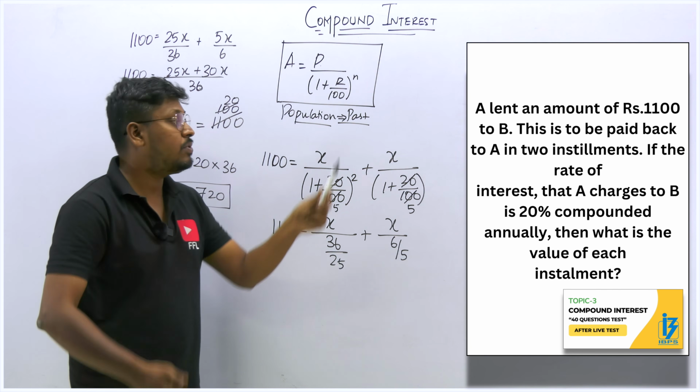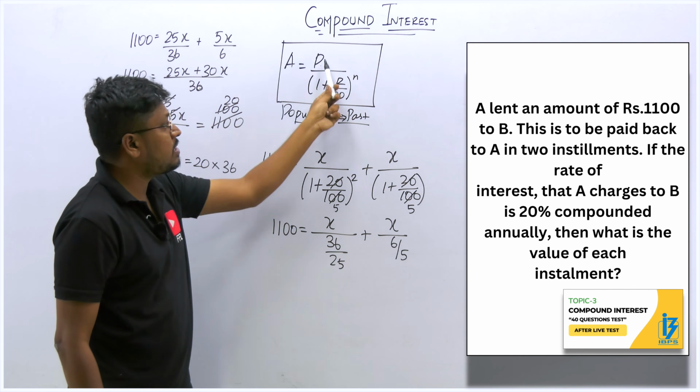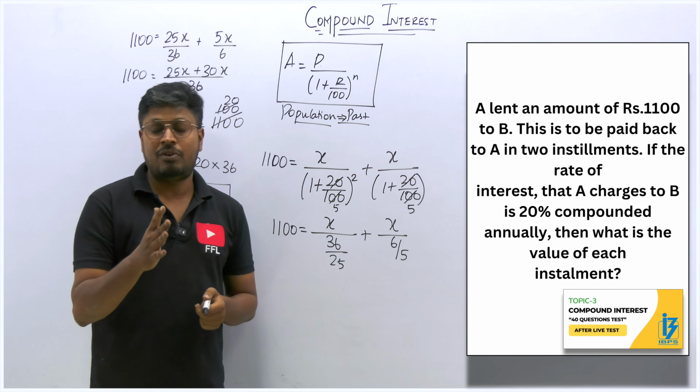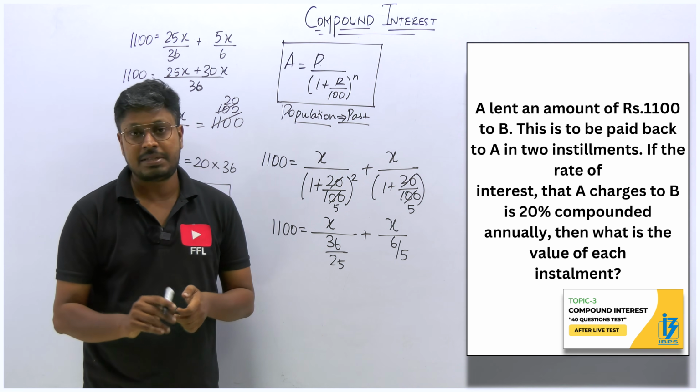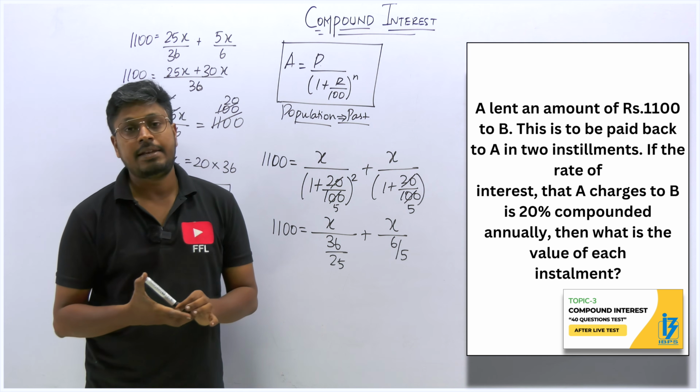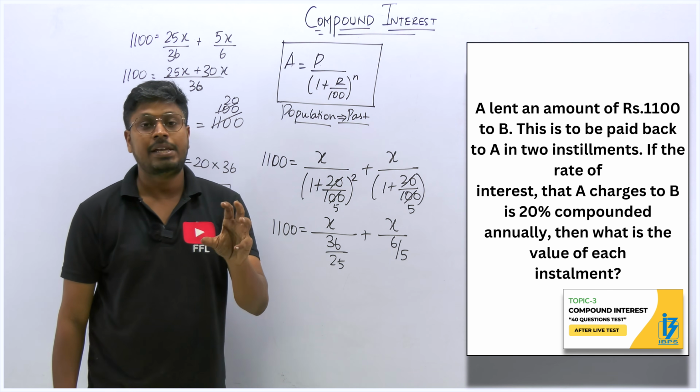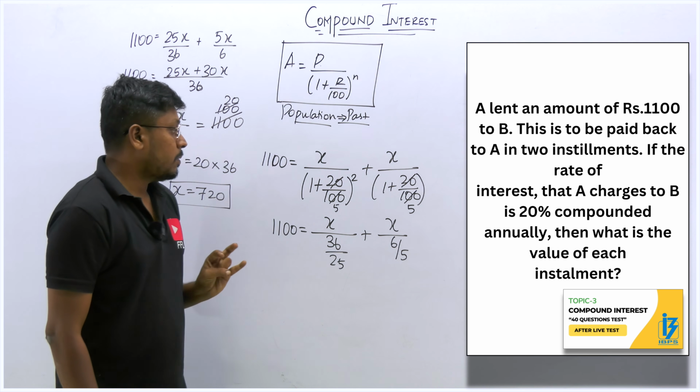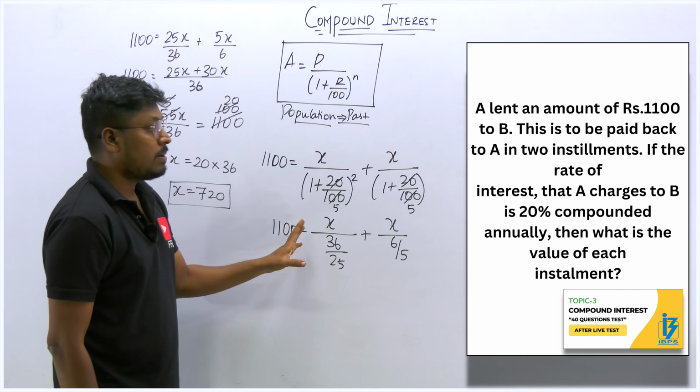If it is a population future, we have to multiply. If it is a population past, we have to divide. So the same formula is used on different concepts, right? So every time you don't have to learn a new formula, but understand where we need to apply the right formula, right? So this is called the installment part.